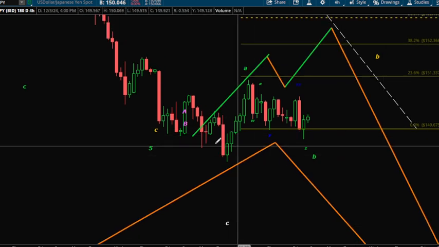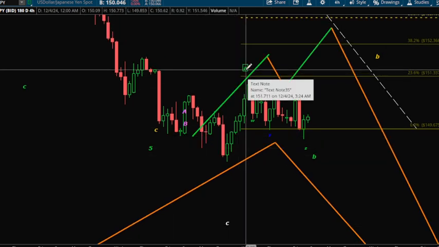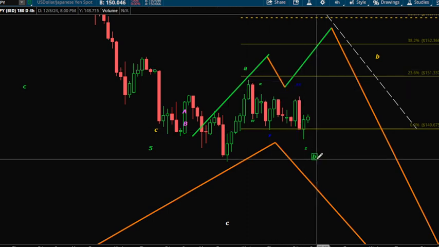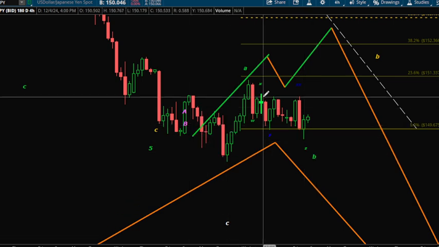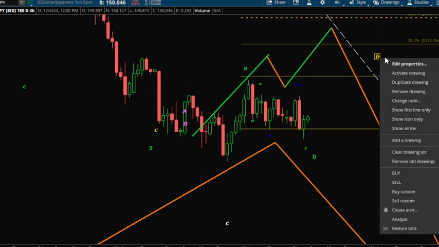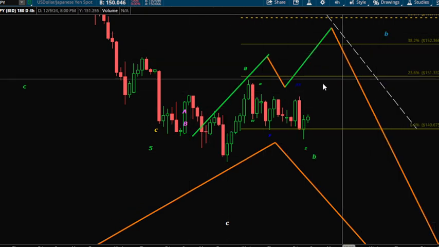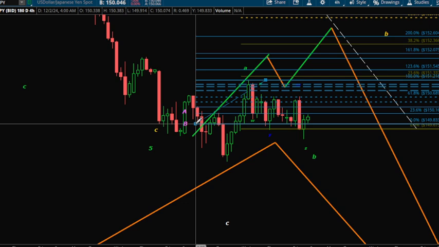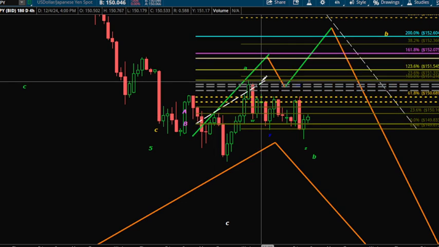Okay, so since we have the A in a minute degree, B in a minute degree, this should be enough information to give us our B in the minor degree. So we just have to measure the A, which started right there.